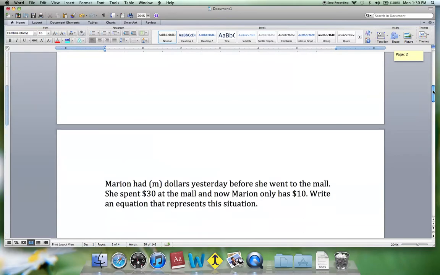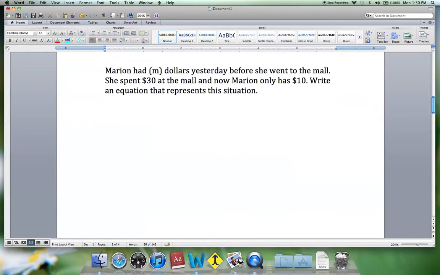All right. Our next example, Marion had $M yesterday before she went to the mall. She spent $30 at the mall, and now Marion only has $10. Write an equation that represents this situation. So the fact that she used to have this money means that she probably has less money now than what she started with because she had some money. And then she went to the mall and she spent $30. And now she only has $10 left in her wallet.